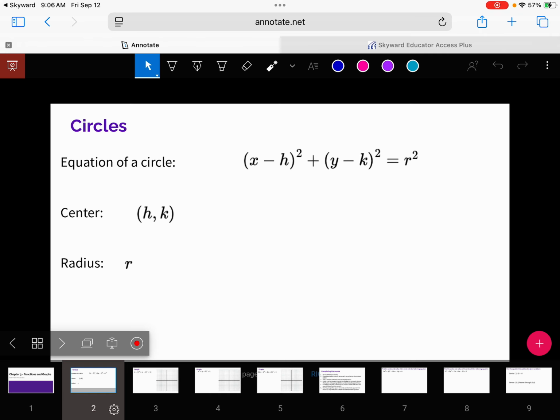So what we're going to do is start by looking at some equations of circles. We're going to figure out what the center is and what the radius is. So I'm going to give you guys 3 graphs.